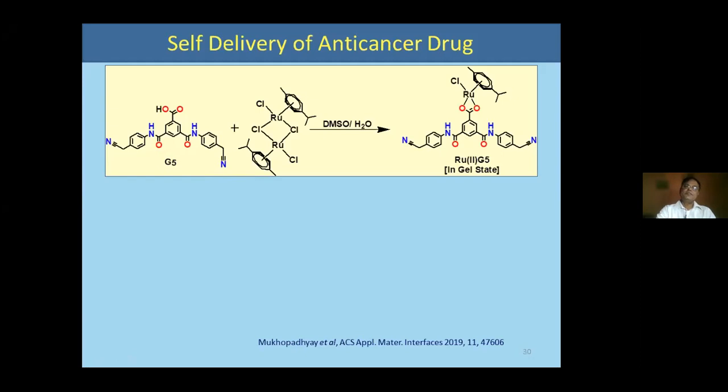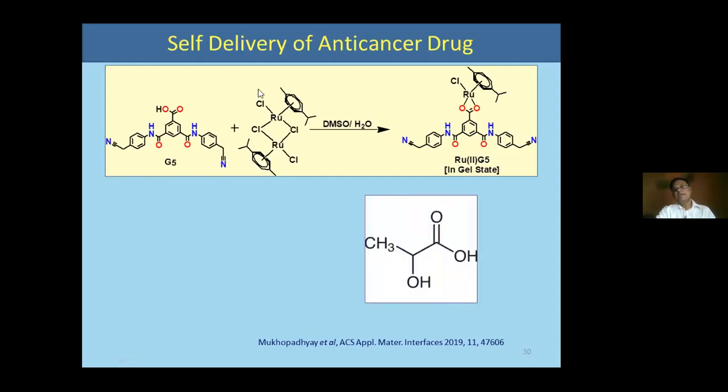Gel is a state which is not solid, not liquid, but something in between, where there is extensive hydrogen bonding and the solvents are entrapped inside the gel. Now, in this particular molecule, we have kept one carboxylic acid open. There are three carboxylic acids, and we made amide bonds in two of them and kept one free. When we treat it with this dimeric ruthenium starting material, we get a complex like this, and it forms a gel. We have named this complex ruthenium G5.